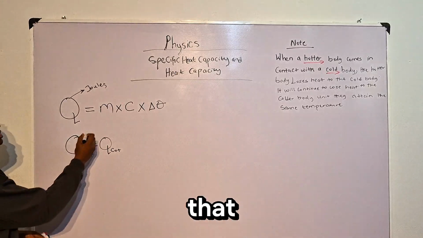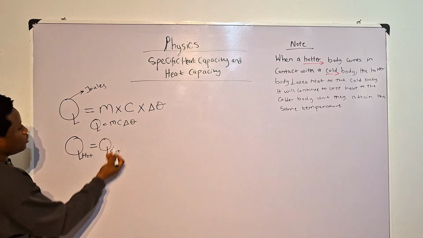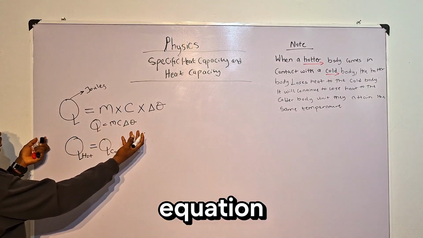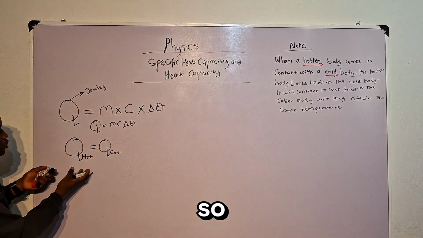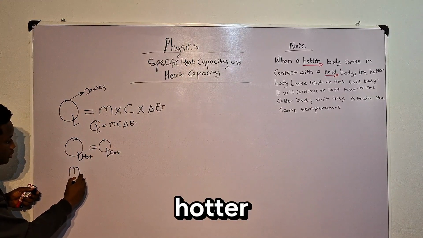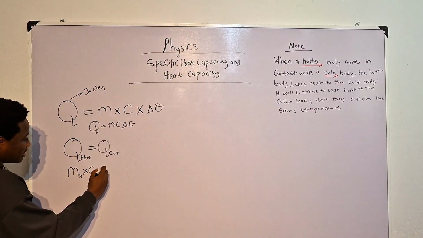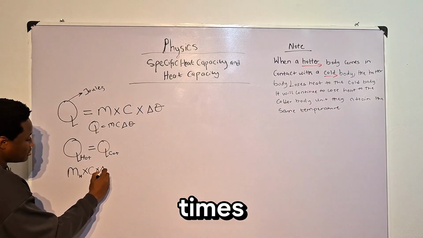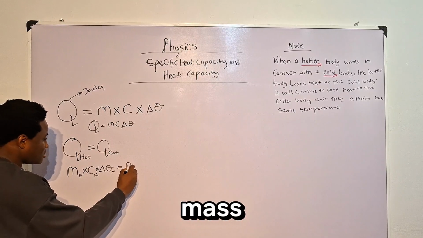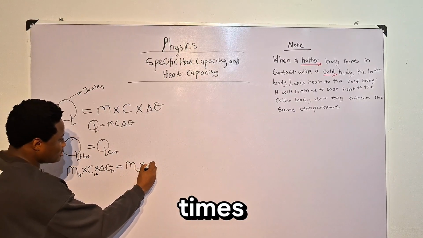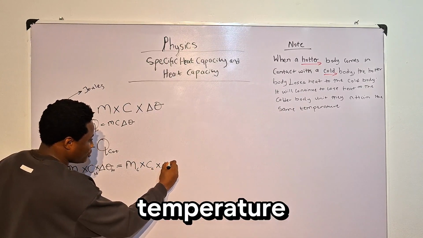And from our formula, Q is equal to mc change in theta. From this equation, we can say: mass of the hotter body times the specific heat capacity of the hotter body times the change in temperature of the hotter body is equal to the mass of the colder body times the specific heat capacity of the colder body times the change in temperature of the colder body.